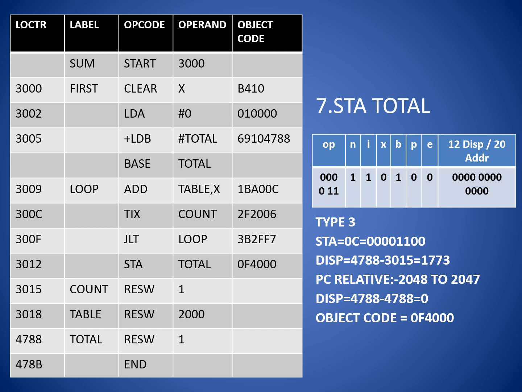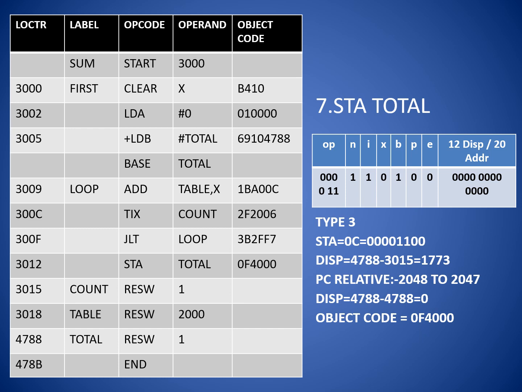To find out the displacement of the current instruction, total has the location counter as 4788, and the next location counter is 3015. So 4788 minus 3015, we get 1773, which does not fall in the range between minus 2048 to 2047. So since it does not fall into the range, we take the value of base and total. So the displacement is 4788 for total, so with the base value as 4788, we get the displacement as 0.